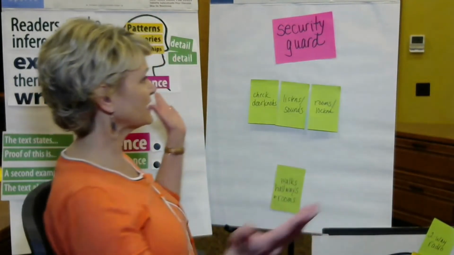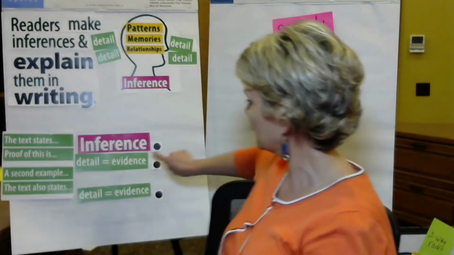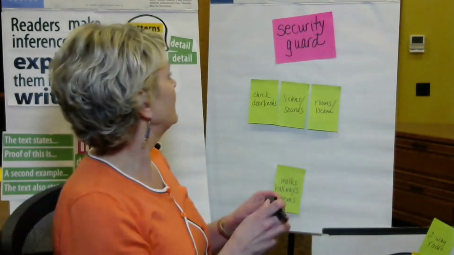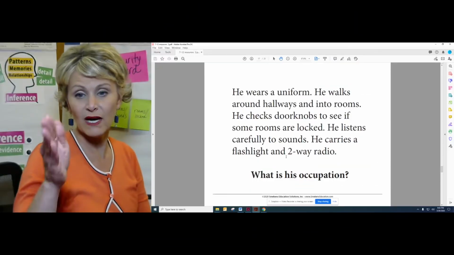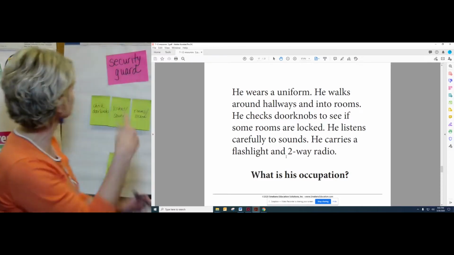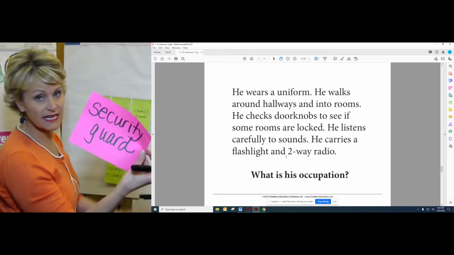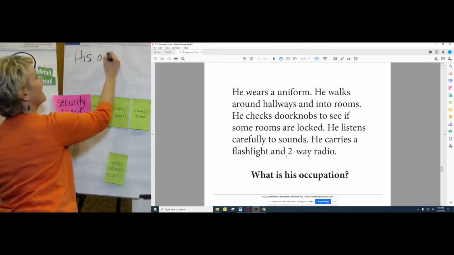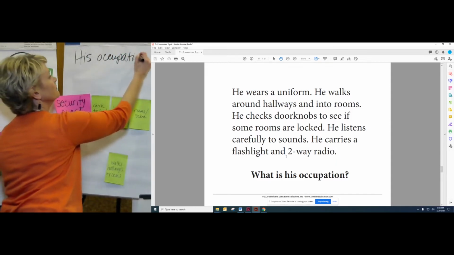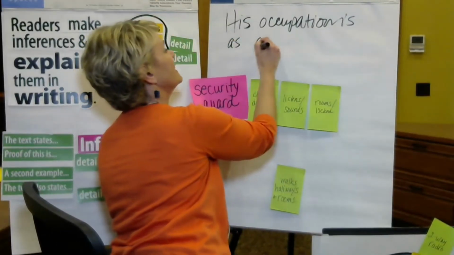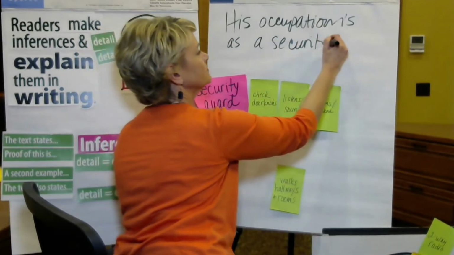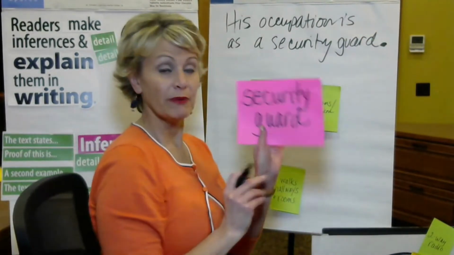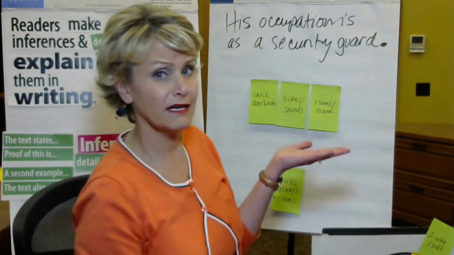Okay, so now I just have to turn it into sentences. How many sentences? Boom, boom, boom. 3. That's what I've got to do. So I grab my marker and I review the question. What is his occupation? I want to use some of those words in my response, and in the same sentence, answer the question. So I will write something like, his occupation is as a security guard. Sentence number 1, done.